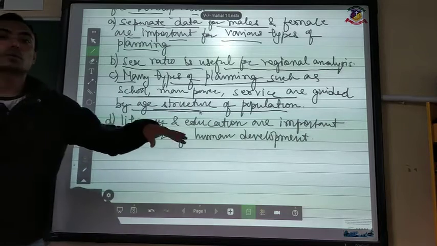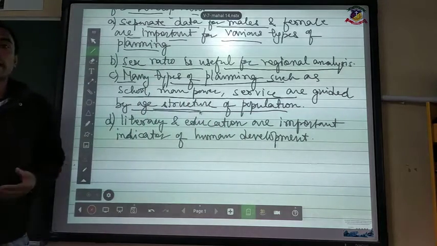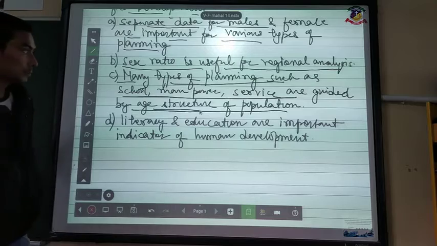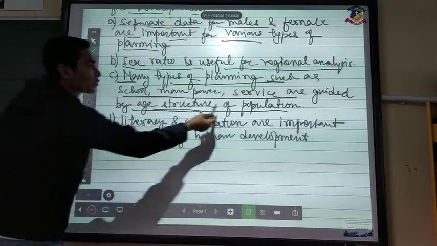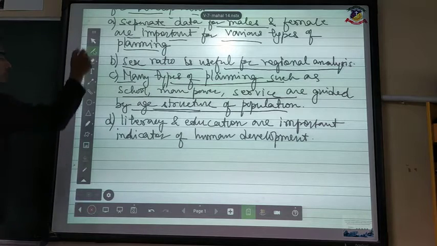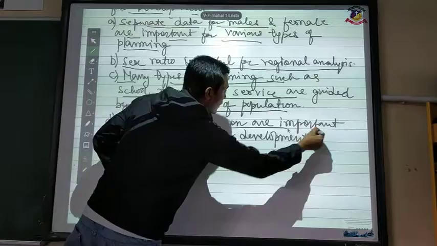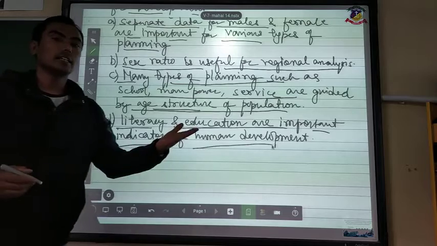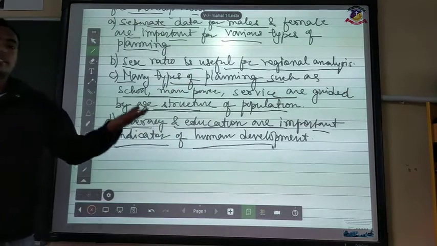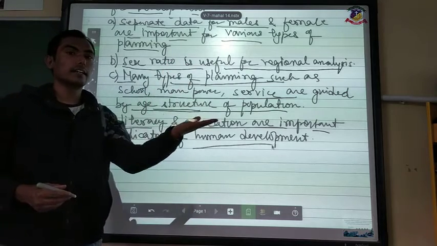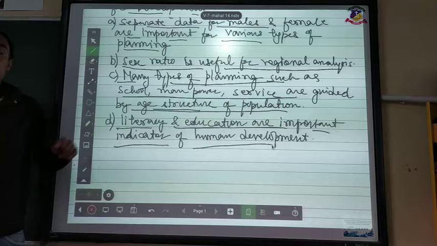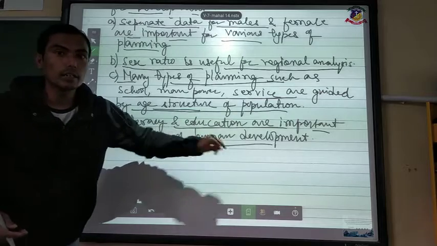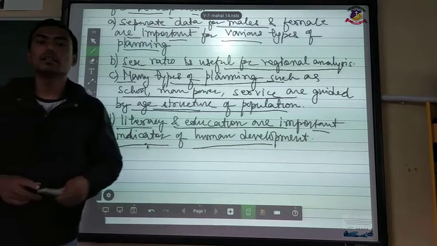Manpower means those who can perform different economic activities. It means adults from the age of 15 to 59 years, and surveys are also guided by the age structure of the population. Next, literacy and education are important indicators of human development. Whenever the literacy rate increases, it is because of education. Literacy and education are important indicators of human development, meaning the growth of people in different countries.